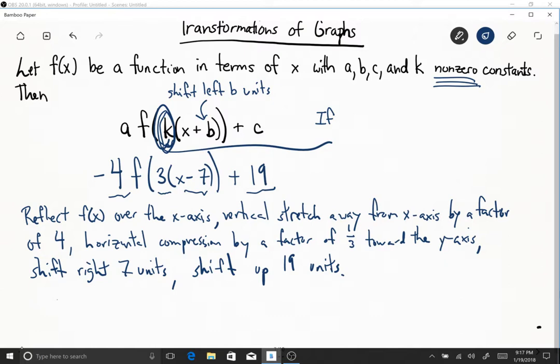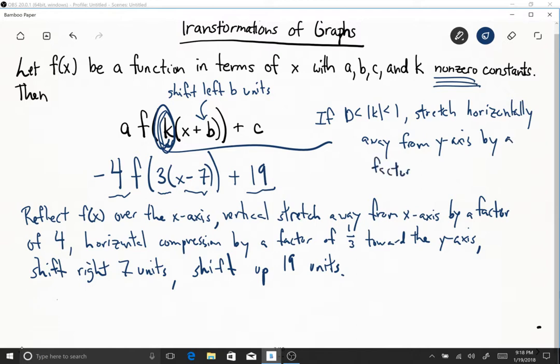If our k ranged between, and I put absolute value, 0 and 1, we stretch horizontally away from the y-axis by a factor of 1 over the absolute value of k.